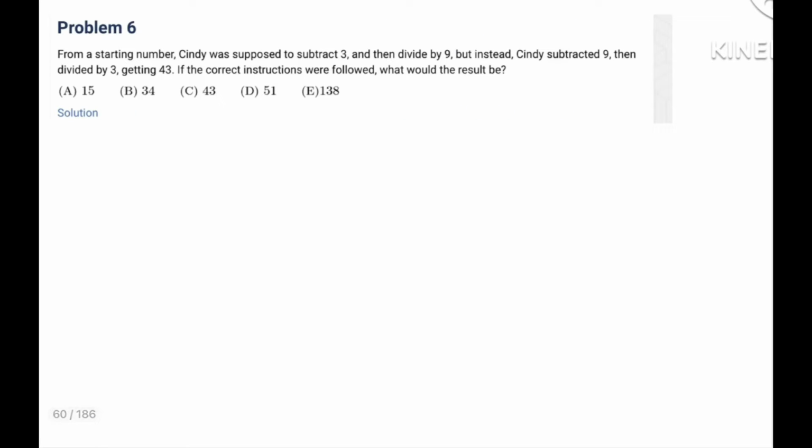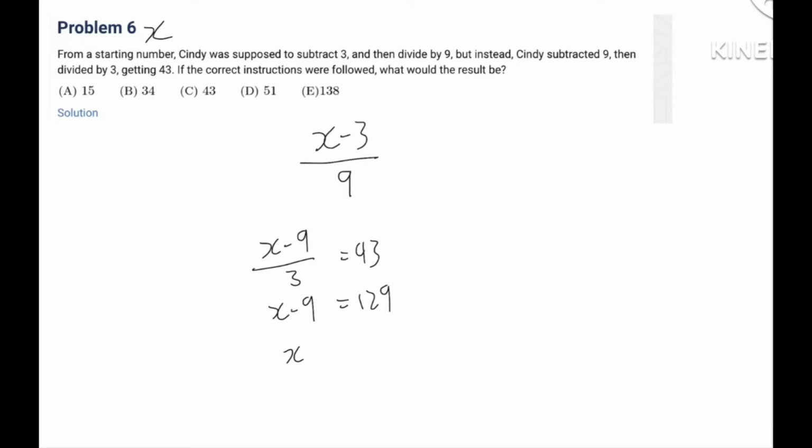Problem number 6. From a starting number, Cindy was supposed to subtract 3 and then divide by 9, but instead Cindy subtracted 9 and then divided by 3, getting 43. If the correct instructions were followed, what would the result be? Okay, so let's say that the starting number was x. She had to subtract 3, so x minus 3, then divide by 9, but instead Cindy subtracted 9, then divided by 3, getting 43, so (x minus 9) divided by 3 is 43. Then x minus 9 would have to be 43 times 3, which is 129. x equals 138.